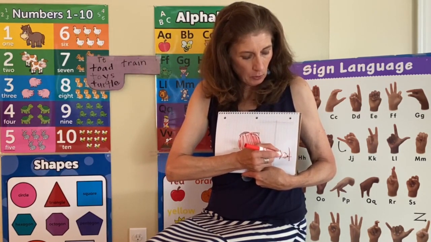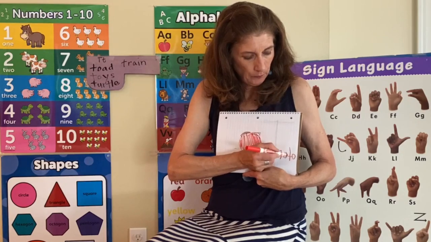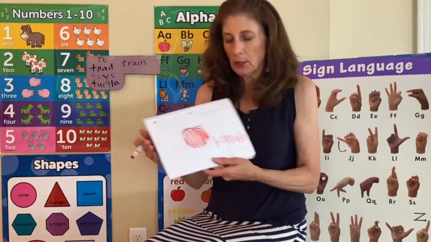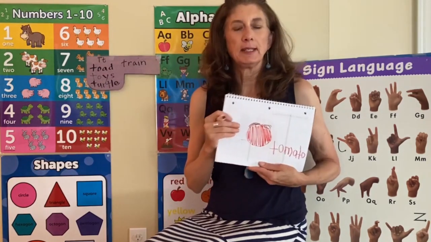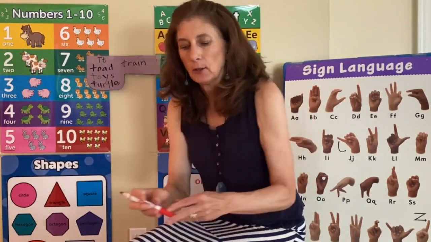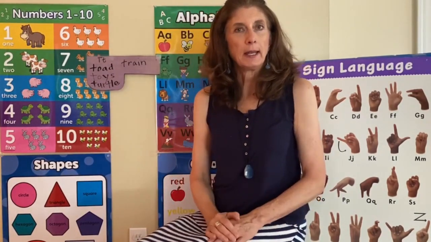I am writing the word tomato. Tomato. It's hard to write upside down. Okay, so that is our rainbow writing.